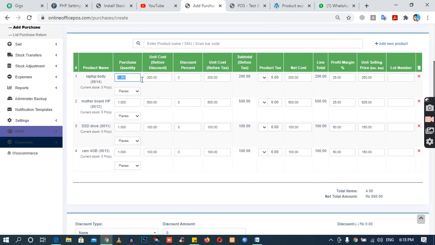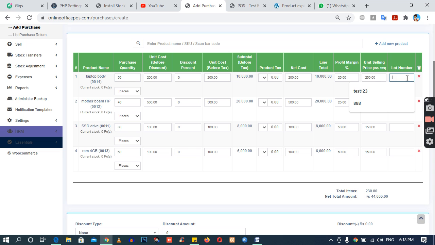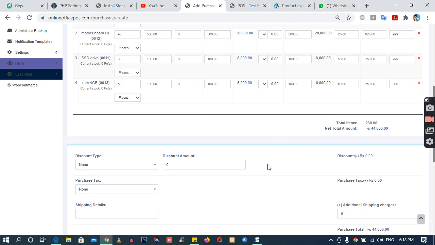Then what you have to do now, you have to put the item quantity you are purchasing. For example, the laptop body you are purchasing in 50 quantity, and the motherboard in 40 quantity, and the SSD drive in 80 quantity, and the RAM in 60 quantity. And all lot numbers are 999.